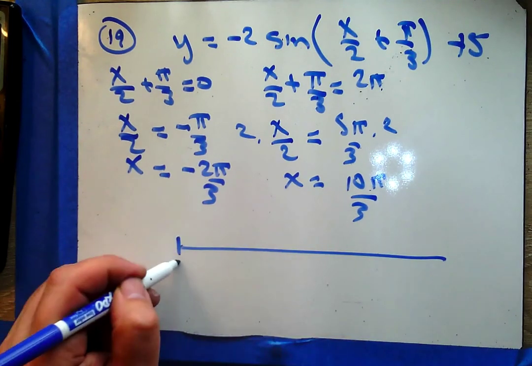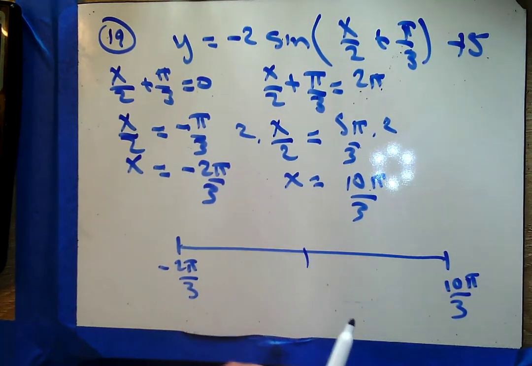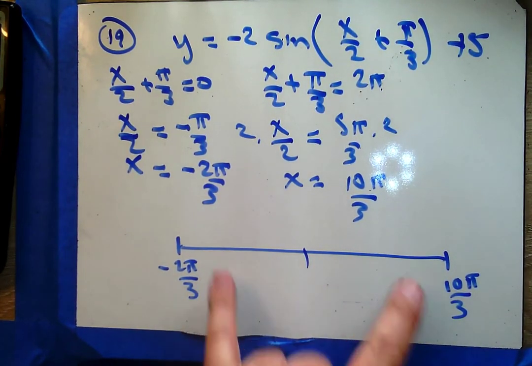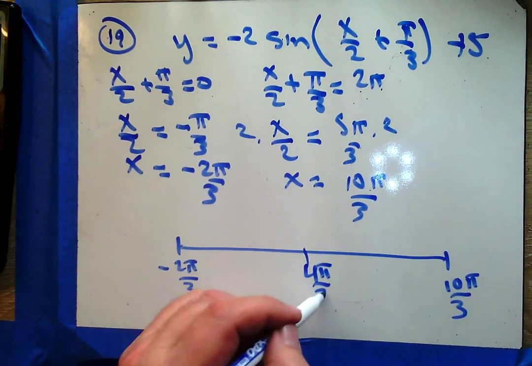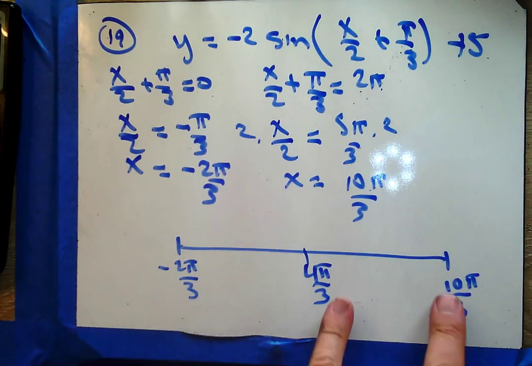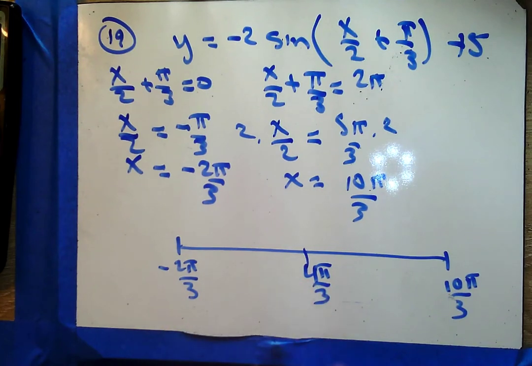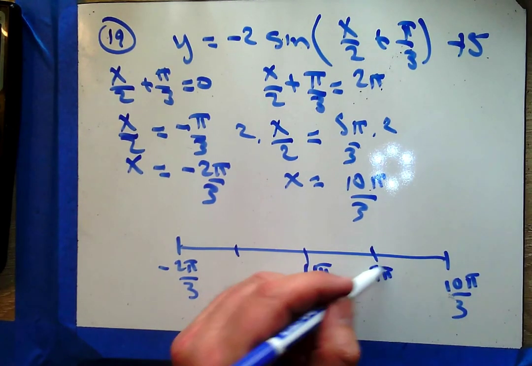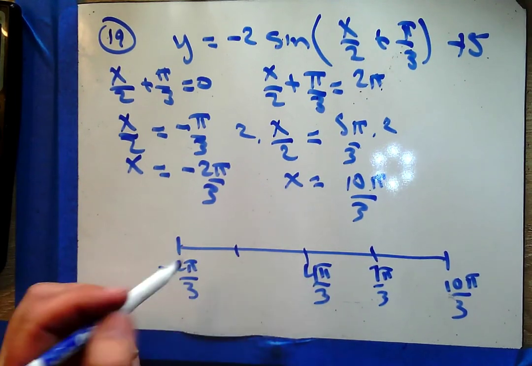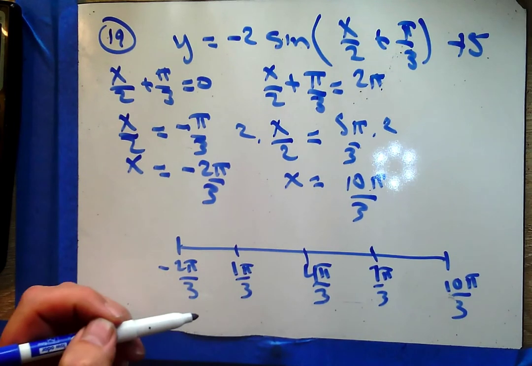So I know where my period starts, and I know where my period ends, and what's halfway in between? Well, I add these and double that. I get 8 pi over 6, which is 4 pi over 3. Is that true? Well, the distance from 4 to 10 is 6. The distance from -2 to 4 is 6. So that's correct. Now I need to find my quarter points. Halfway between 4 and 10, that would be 14 over 6, or 7 pi over 3. And halfway between -2 and +4 is going to be 1 pi over 3.